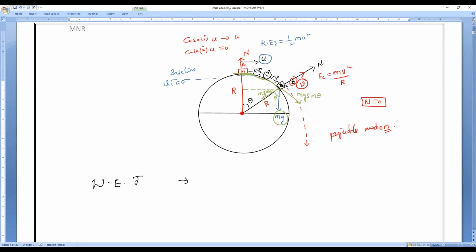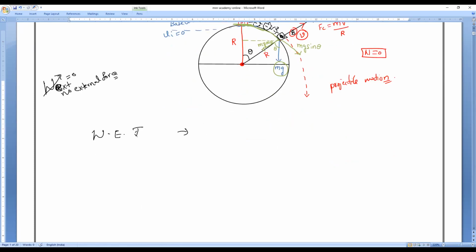Now, as you know, applied force is 0. So work done by the applied force is 0. So we can apply the first equation or second equation on no external force. No external force is applied, so we have to apply the work energy theorem. First equation or second equation?